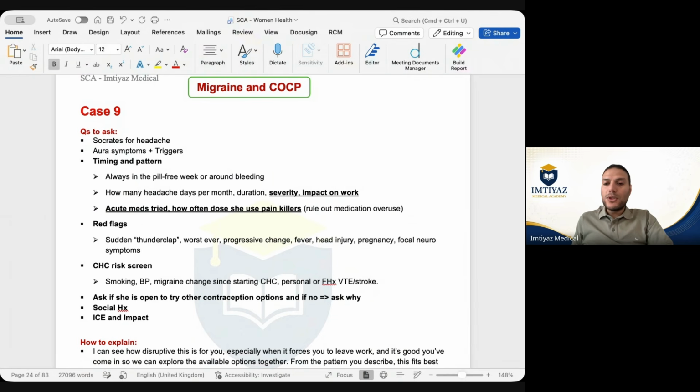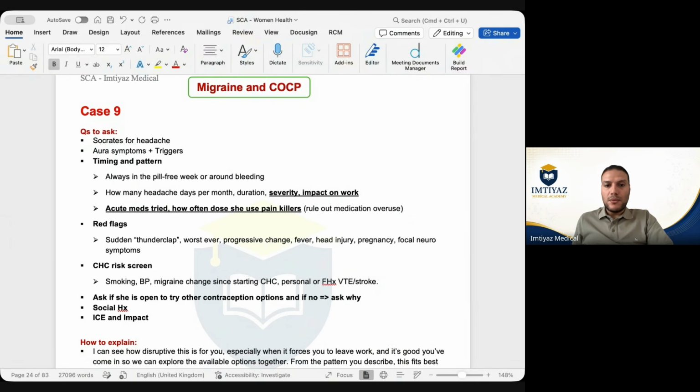So what questions do you need to ask? Definitely you need to ask about, is it aura or no? Any triggers or no? Is it one side or both sides? Any red flags? Could be brain tumor, meningitis, fever, and so on.